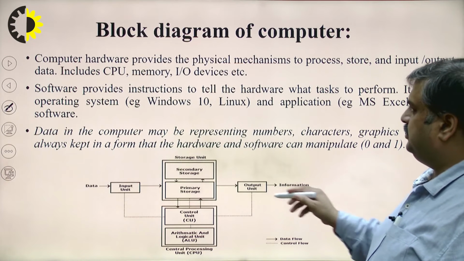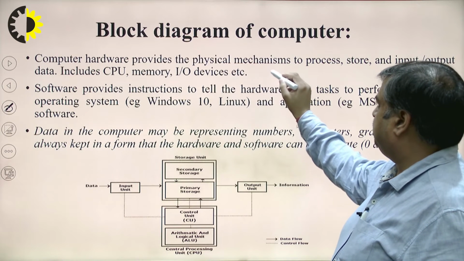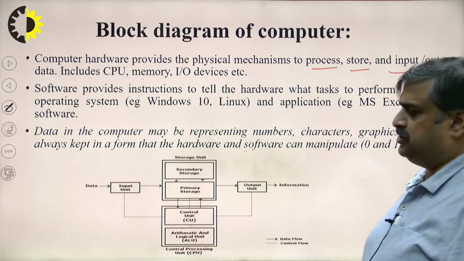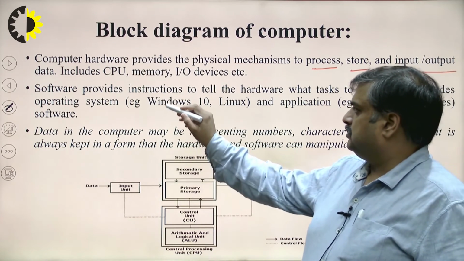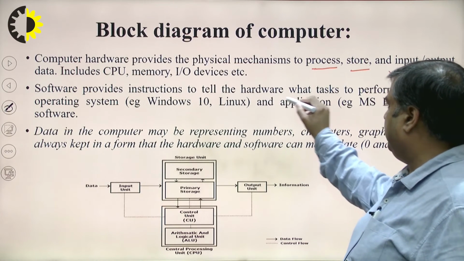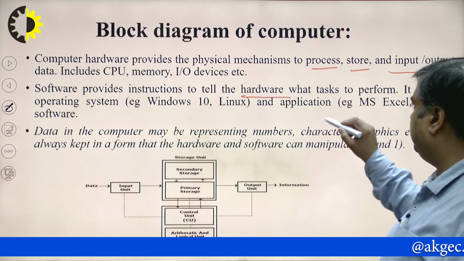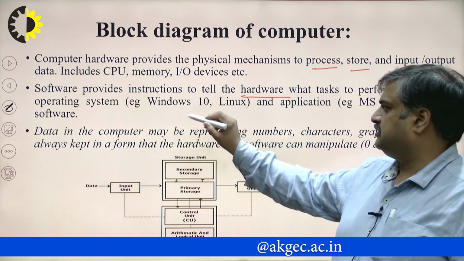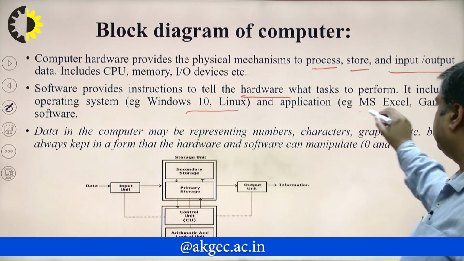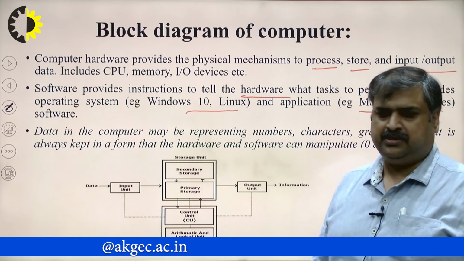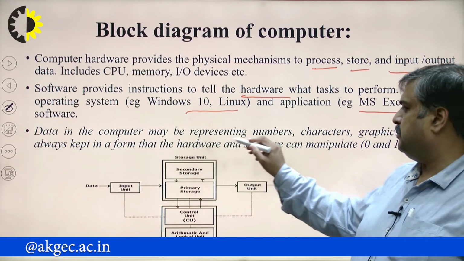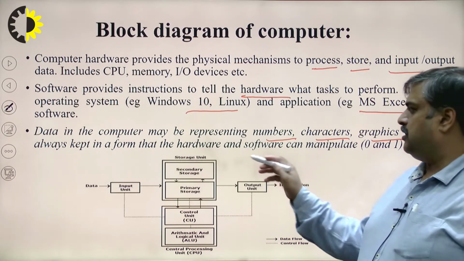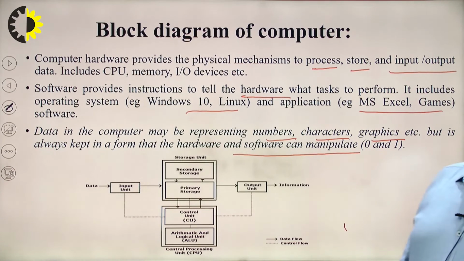So here the computer provides the physical mechanism, like it processes, it stores, and it performs input and output. The software provides instructions to tell the hardware. Hardware is instructed by software what task to perform, and it includes operating systems like Windows, Linux, and some application programs like MS Word, MS Paint. And the data in the computer may represent numbers, characters, graphics, but it is always kept in the form that hardware and software can manipulate.